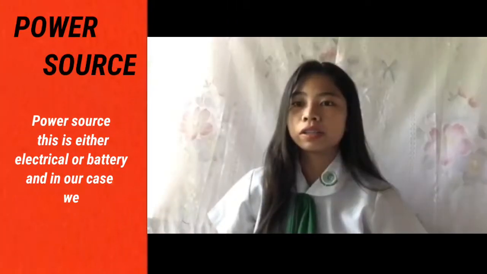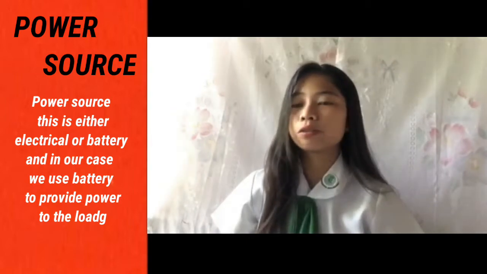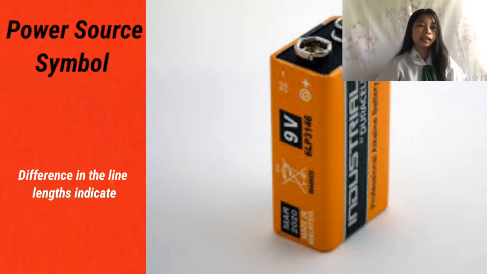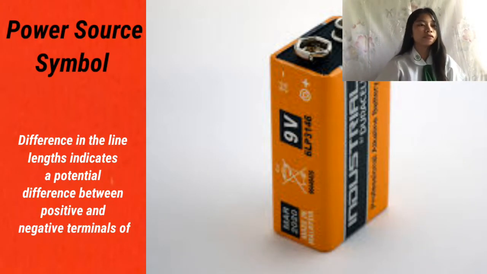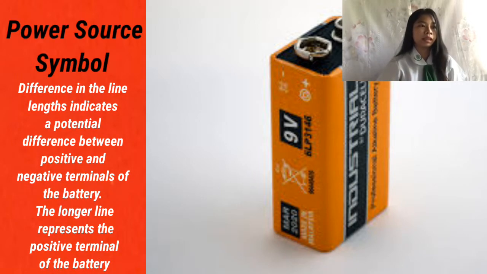Power source. These are either electrical or battery, and in our case, we use a battery to provide power to the load. Difference in the line length indicates a potential difference between the positive and negative terminals of the battery. The longer line represents the positive terminal of the battery.